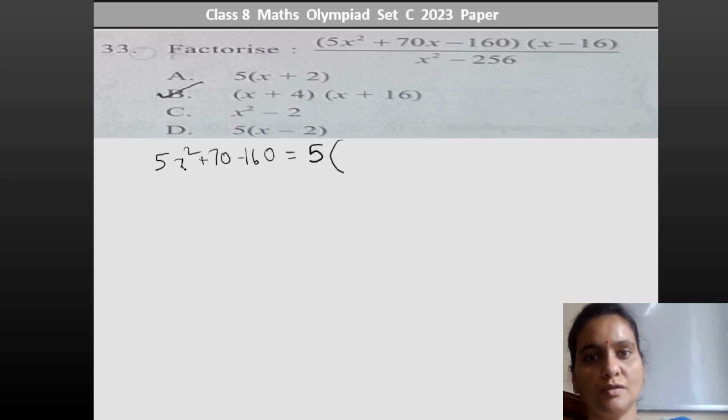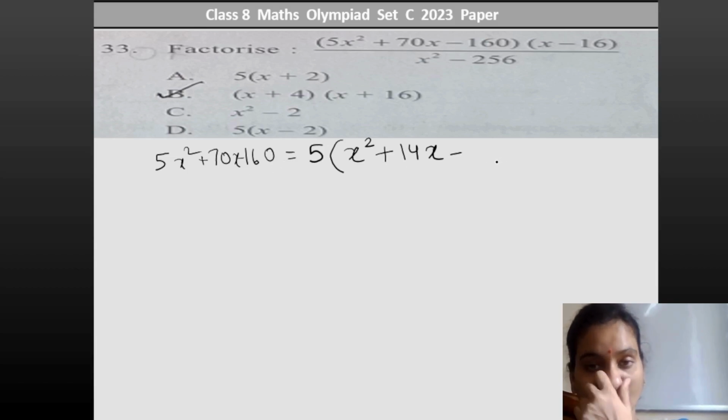5 into x square is 5x square. So if 5 is outside, x square will be inside. Now 5 into what will become 70x? 5 into 16, not 16, 14. 14 will become 70. So I'll keep 14x also inside because the common factor 5 I have put outside. So minus what will be 160?